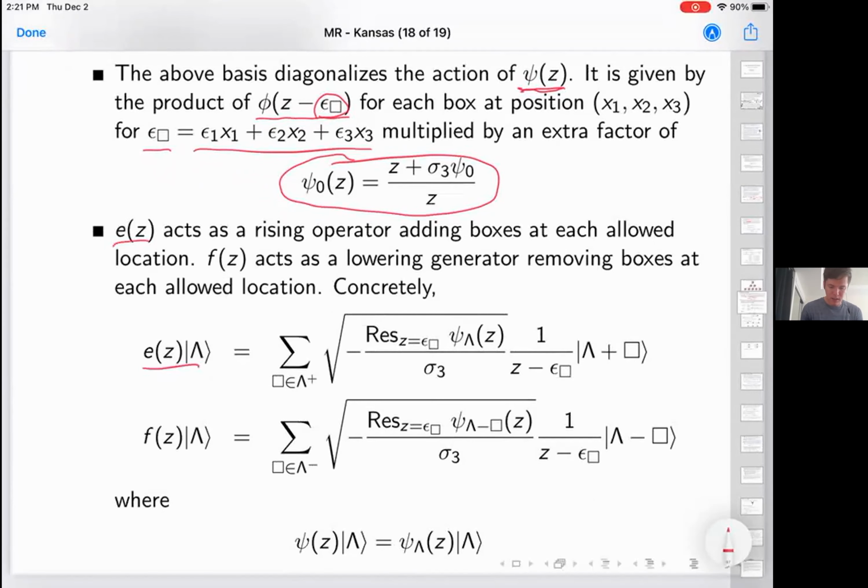To be more concrete, E of z acting on a vector associated with some partition is going to contain a bunch of terms, each term corresponding to one configuration that can be added to the original configuration lambda, so with the corresponding state of the following form. There is a factor 1 over z with the residue at the position of the added box, this epsilon box, and there's some extra factor proportional to the residue of the psi generating function acting on the original vector.